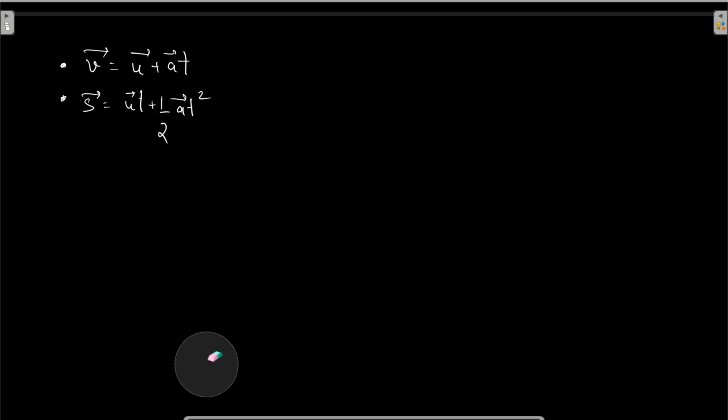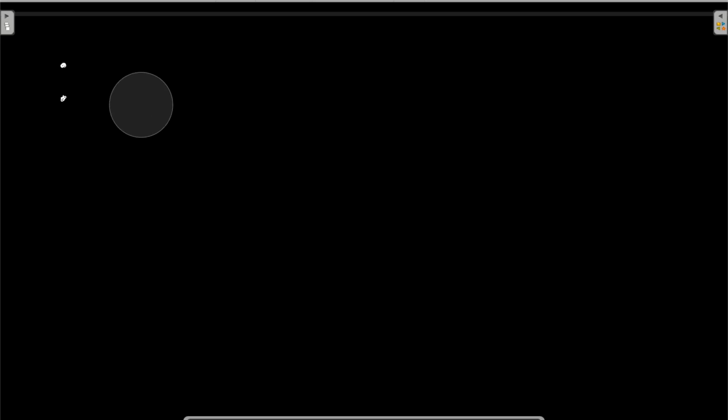Since we are discussing projectile and only gravity, we can replace a with g. One by one we'll start with each of them. We are discussing only the first two, and the other one we will derive from these two.